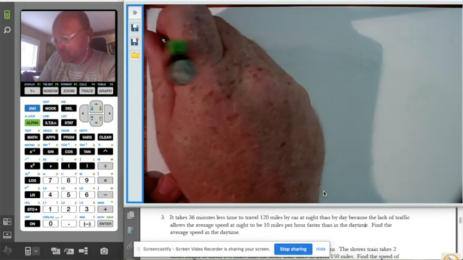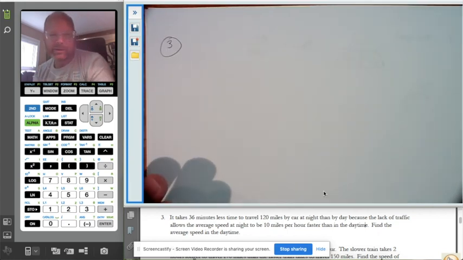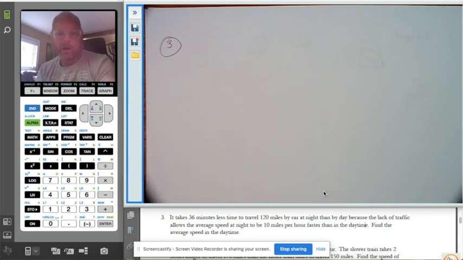All right, let's talk about number 3. Number 3 is a little tricky because we're going to have some unit conversions to deal with here. We are talking about a car trip, and it takes 36 minutes less time to travel 120 miles by car at night than by day, because the lack of traffic allows us to go 10 miles an hour faster than in the daytime. So basically we can move faster at night because there's less traffic. Find the average speed in the daytime.